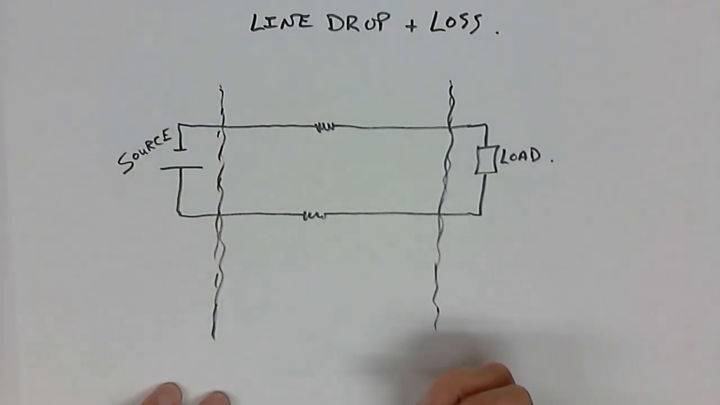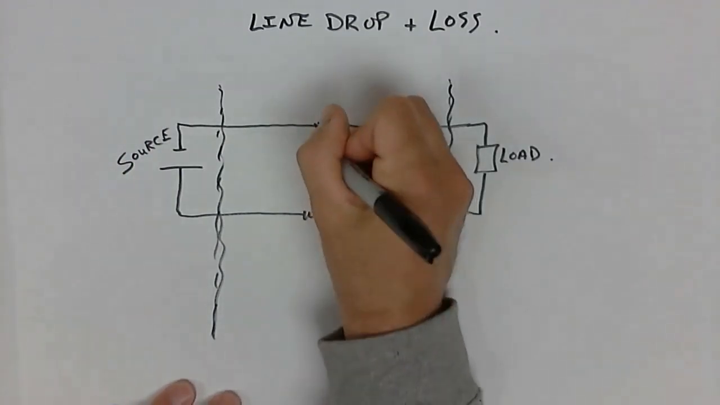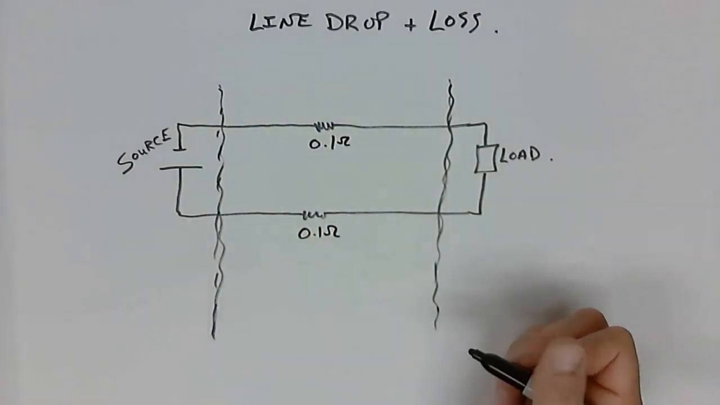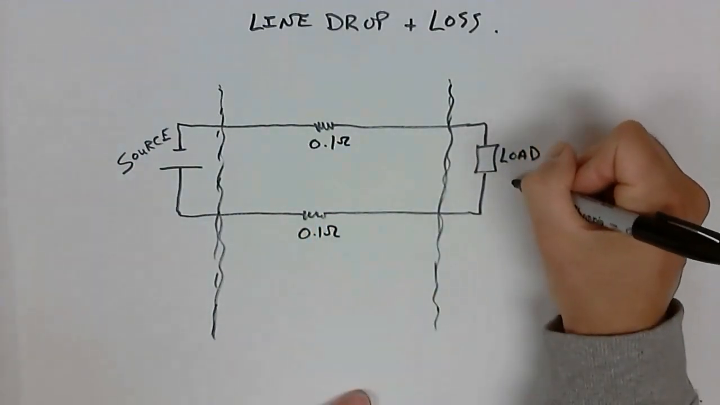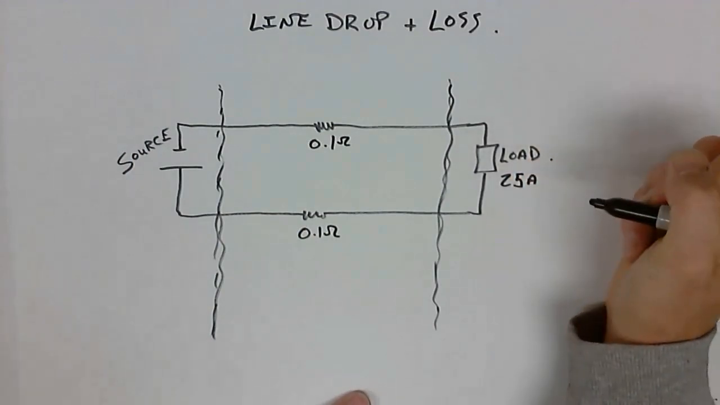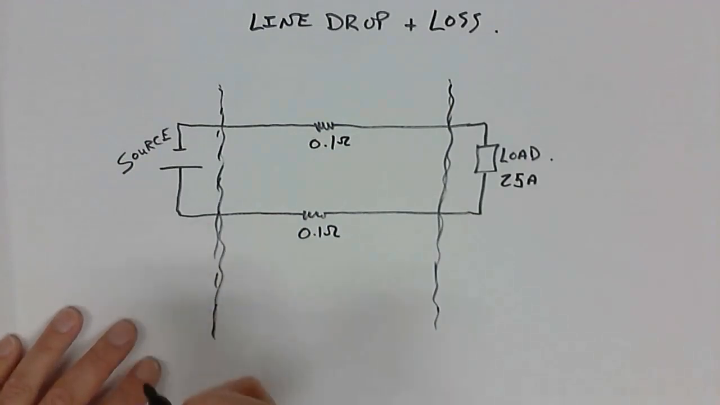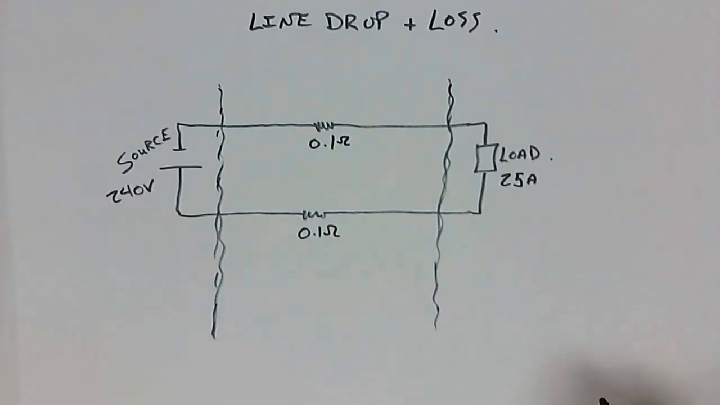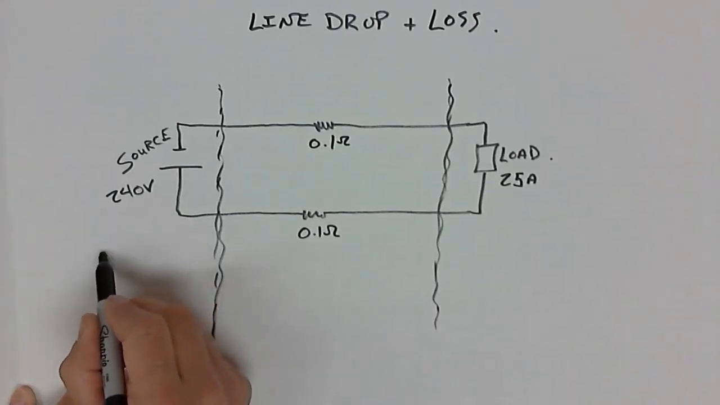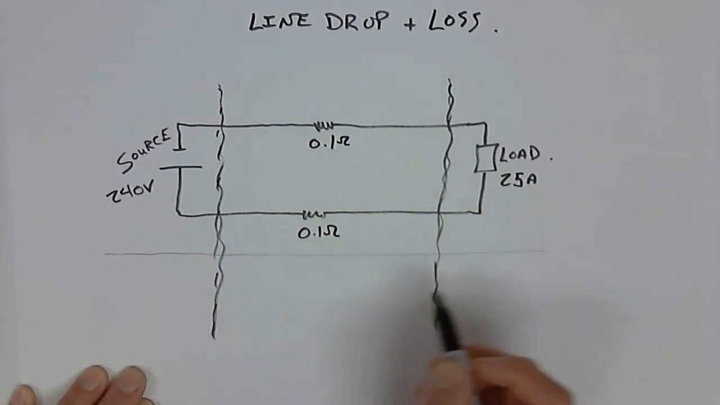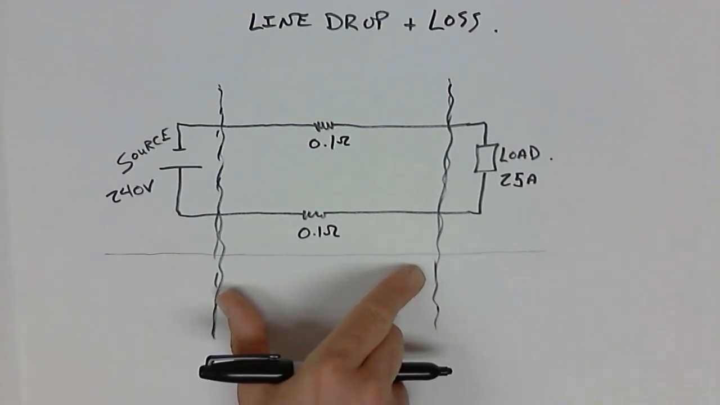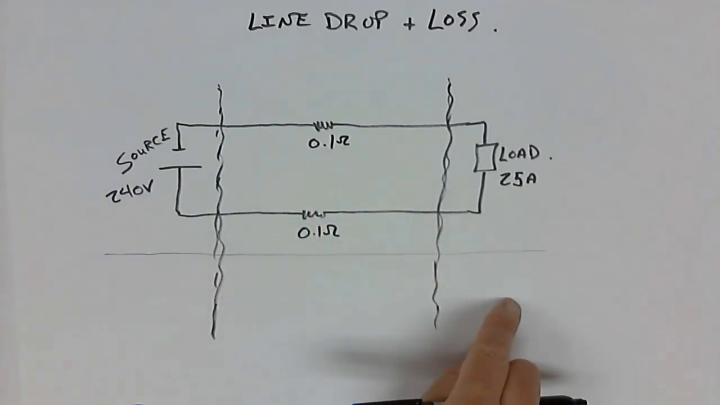So let's first discuss line drop. I'm going to put a little chunk of resistance in here, 0.1 ohms, 0.1 ohms. And we're going to put a load value in of 25 amps. And the voltage of the source is going to be 240 volts. So first thing we want to do is calculate the line drop. So I'm going to calculate the voltage. And the line drop is going to be the portion of voltage that is dropped across the conductors combined that does not reach the load.